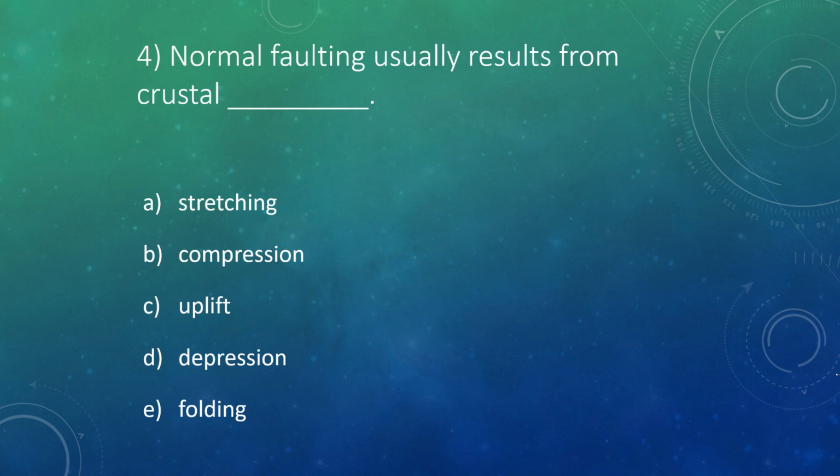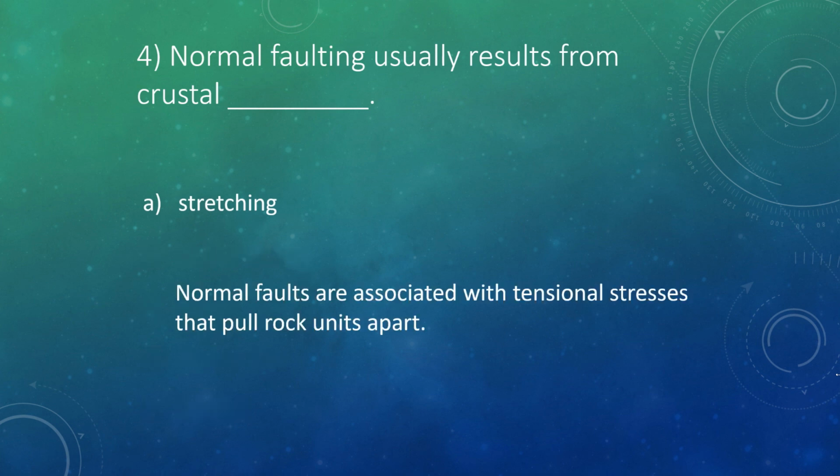Okay, number 4. Normal faulting usually results from crustal blank. So in other words, what causes normal faulting to occur? Okay, in this case, normal faulting is when you are pulling the rock pieces apart, so you are stretching the pieces.